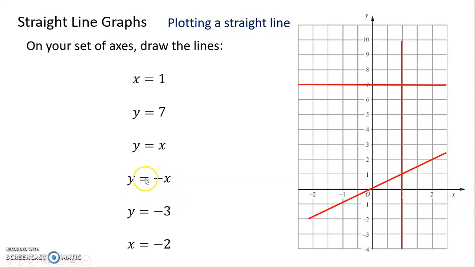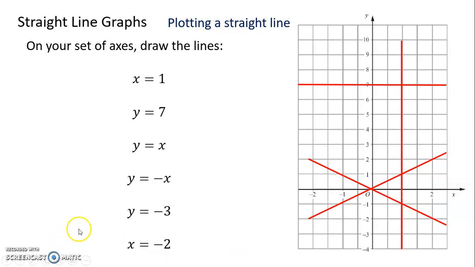Then we've got the line y equals negative x, so this means that if x is 1, y will be negative 1. So if x is 1, y is negative 1, that's going to be down here. If x is 2, y is negative 2, that's going to be down here. So what we're going to get then is a diagonal line again, but it's going to be sloping in the opposite direction, and it's going to look like this.